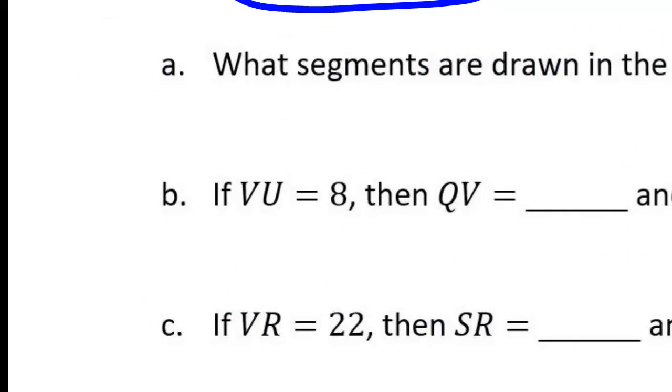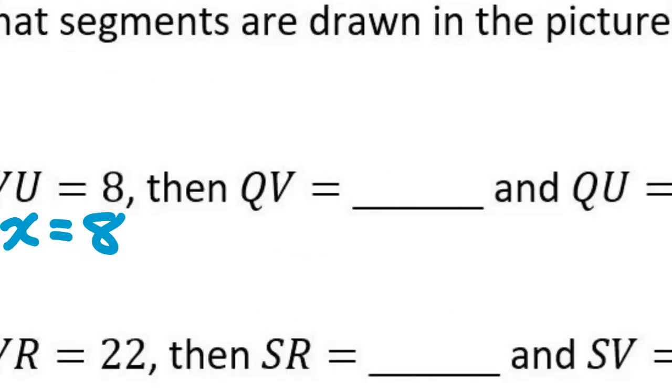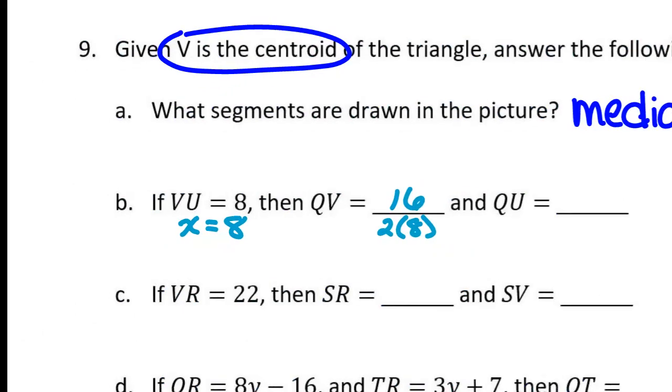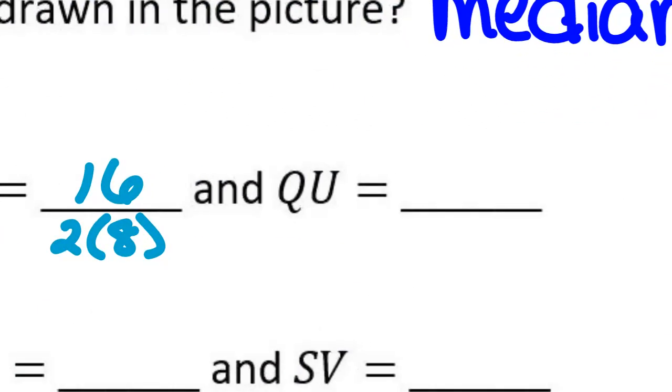If VU equals 8, how big is X? 8. X equals 8. What about from V to Q? 16. 2 times 8 gives me 16. What about the whole thing, Q to U? How much? 24, because that would be 3 times 8.